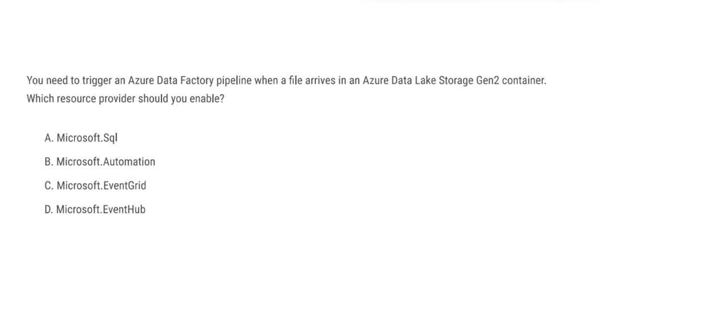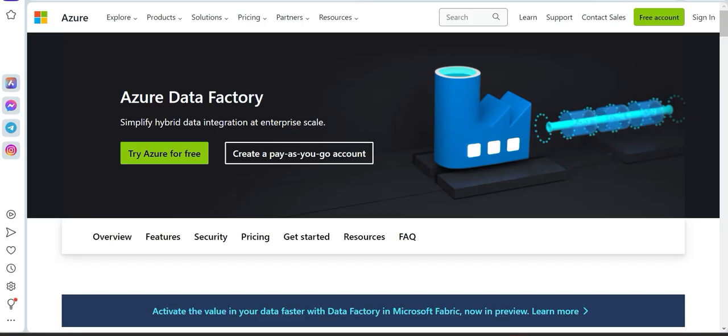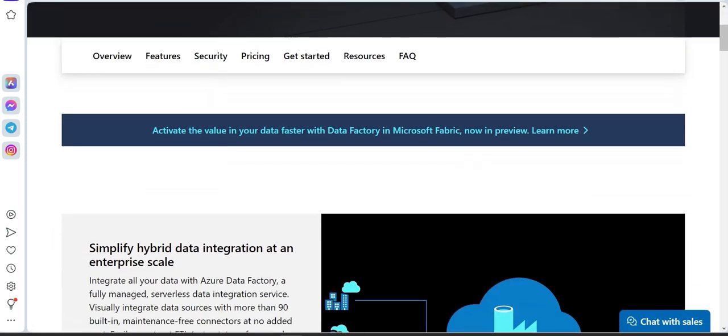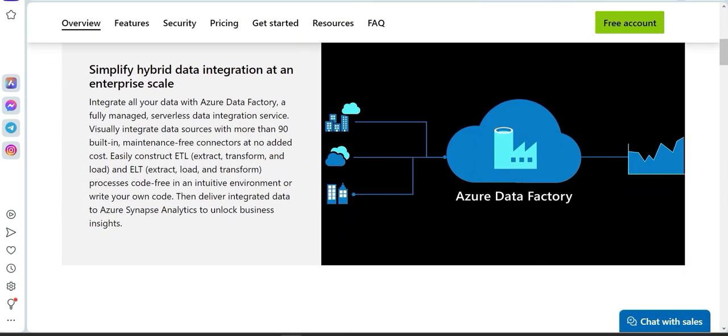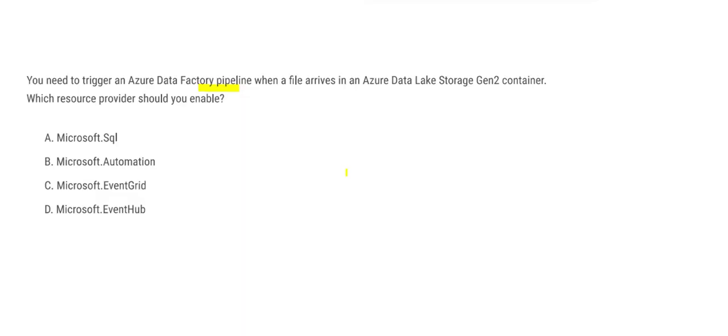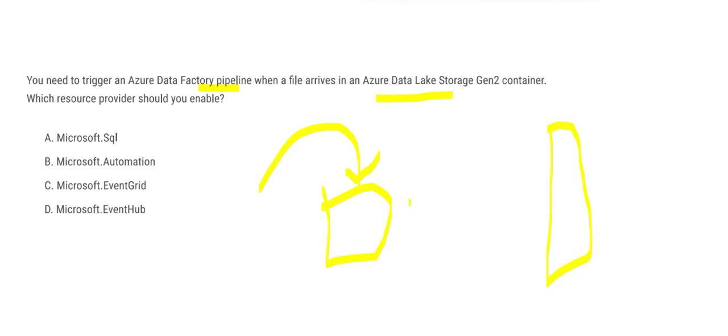This is the next question. You need to trigger a data factory. What is data factory? It is an ETL tool, called data integration services. You can read the data, transform it, populate target tables and so on. So basically you have a data lake storage here, and then you have your pipeline here. Whenever a file arrives in this data lake storage container, the pipeline should get activated and this job should run.